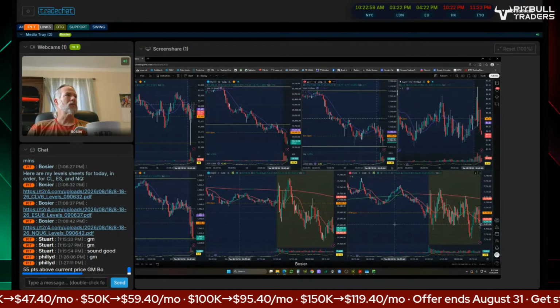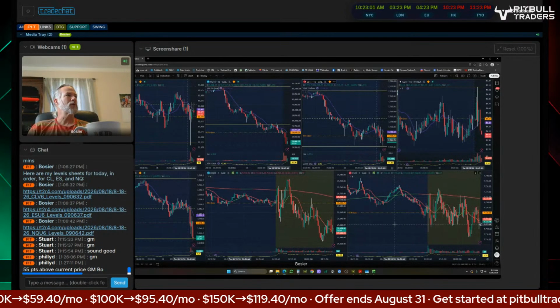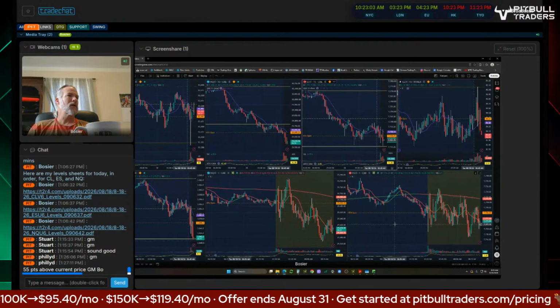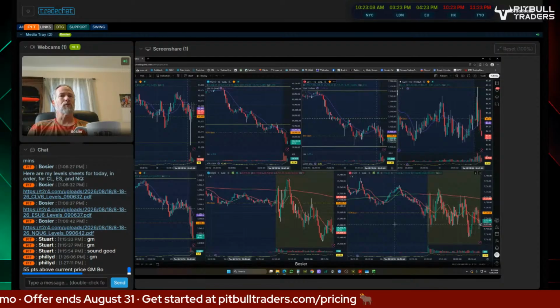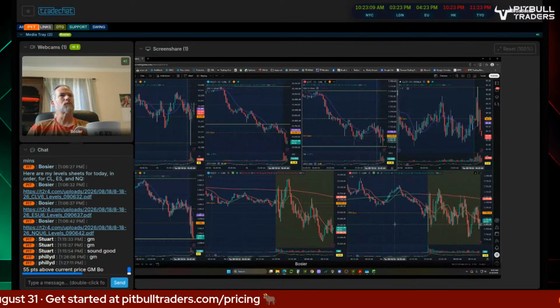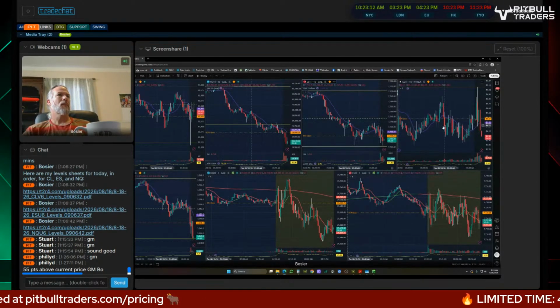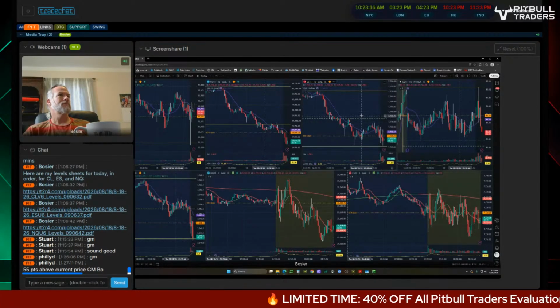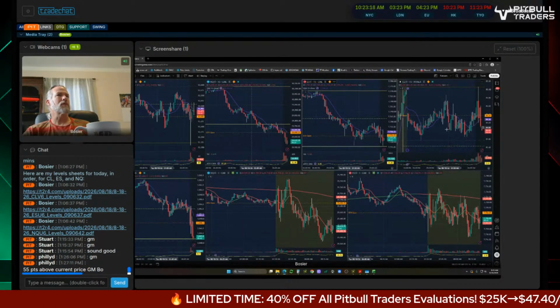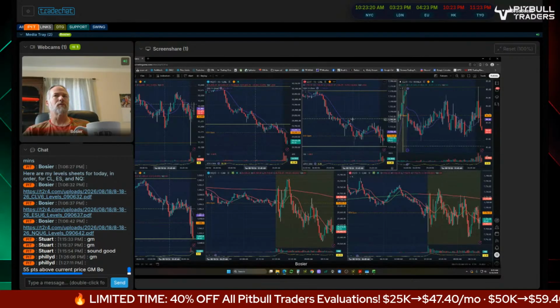YM is still holding above its open. RTY, NQ, and ES are now below. So is crude, though. Crude's below, so if crude starts to come through these levels, then the market should respond to that as well.